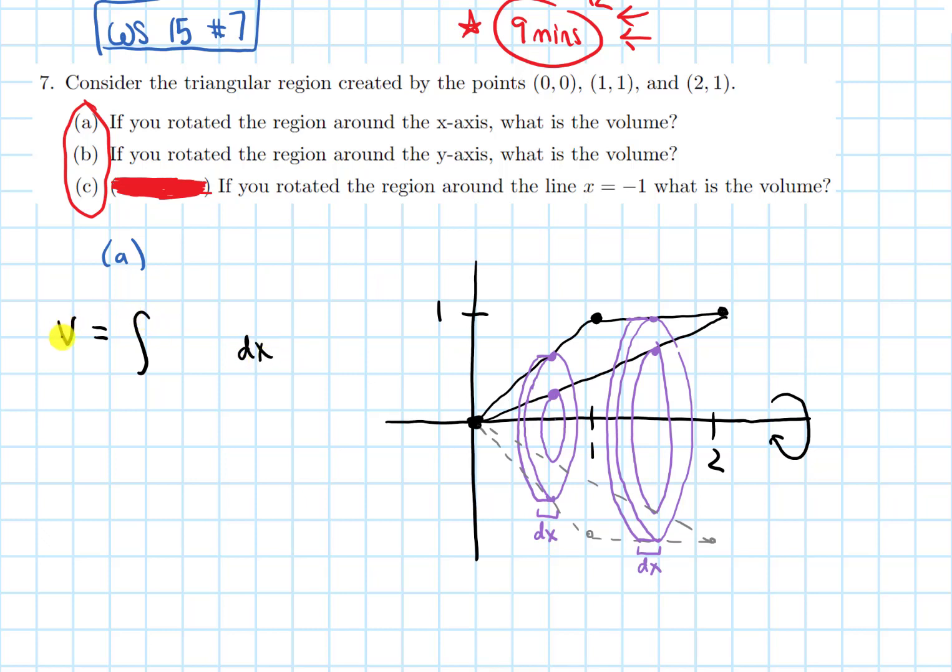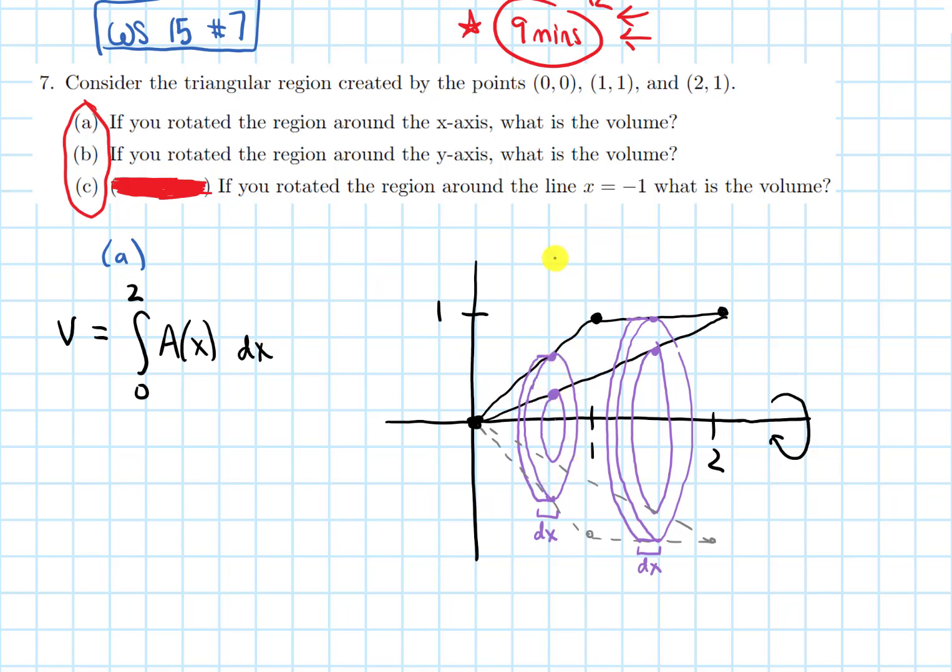And recall the formula for volume will be the integral of the area of our cross sections. And that's going to be a function of x because this is a dx integral. Okay, and then for the limits of integration, the smallest x ever gets here is 0, and the biggest it ever gets is 2. So I need to find a formula for the area of these cross sections.